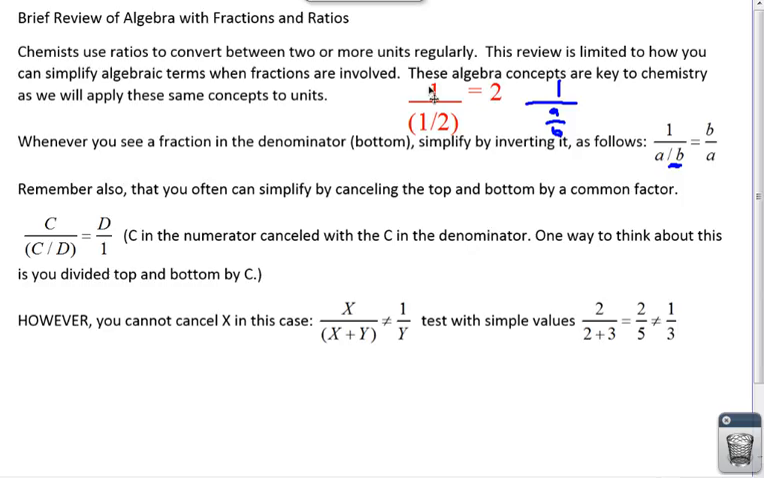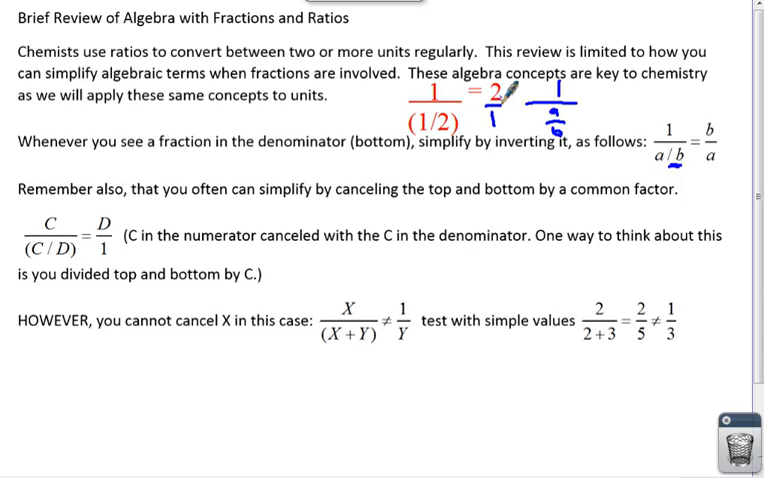So here we have 1 divided by 1/2, and that ends up equaling 2 over 1. So this guy that was in the very bottom becomes the top, and there you go. Because we all know that 1 divided by 1/2 is 2, right? Because 1/2 goes into 1 twice. It's 2 1/2s in 1. Here's another example of the same idea.